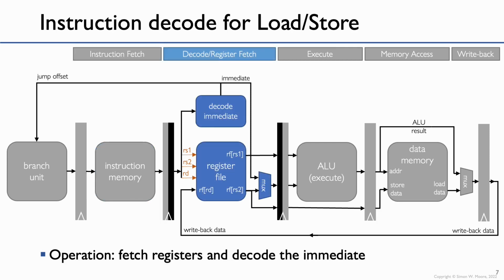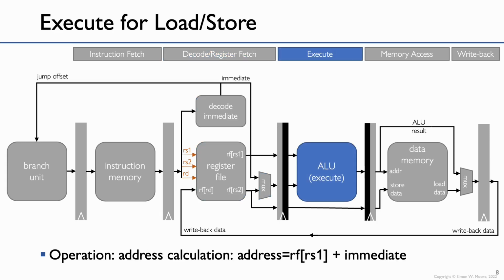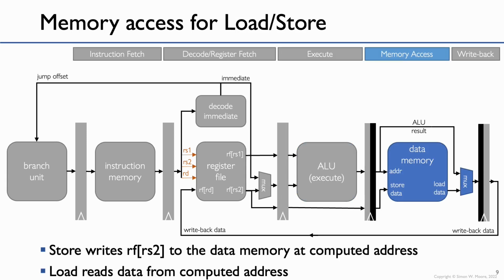Then at the next clock fetch, we fetch the registers and decode the immediate and do any other instruction decoding for the control logic, and that then gets latched. And on the next clock cycle, we will perform the ALU operation, do the execute, and for a load or a store, we'll of course do an address calculation here where we're adding the RS1 value to an immediate. Then we conduct the memory access.